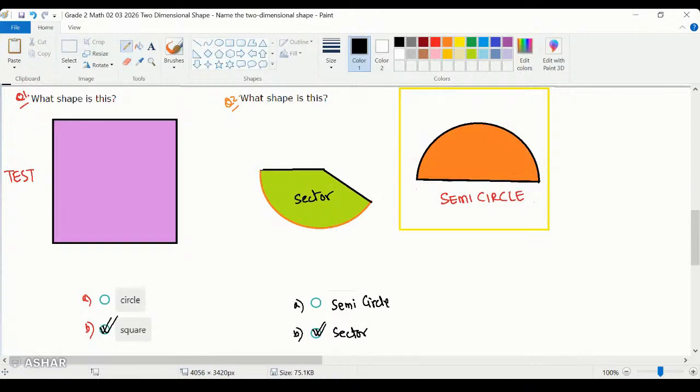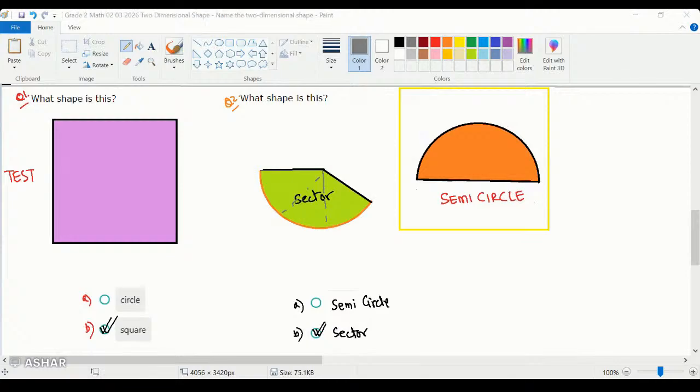A sector can be like a slice from a pizza. Maybe you ate 3 slices, right? So that means this is your part that you ate out of the pizza. That is your sector. Okay? A semicircle always will have a straight line that divides a circle into half. Okay? So let's look at another example.